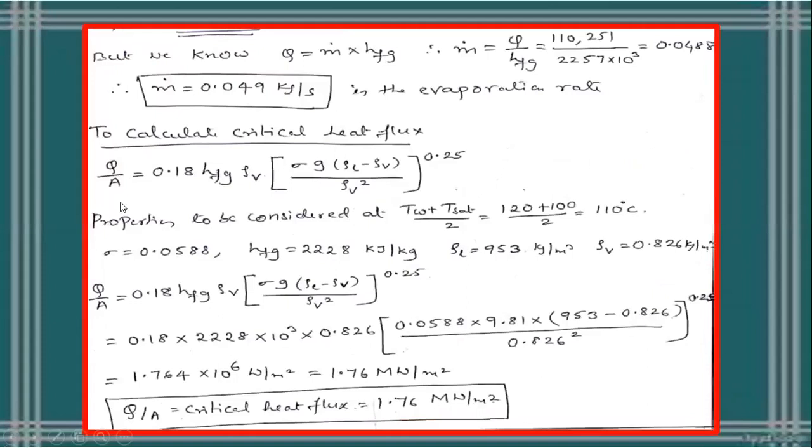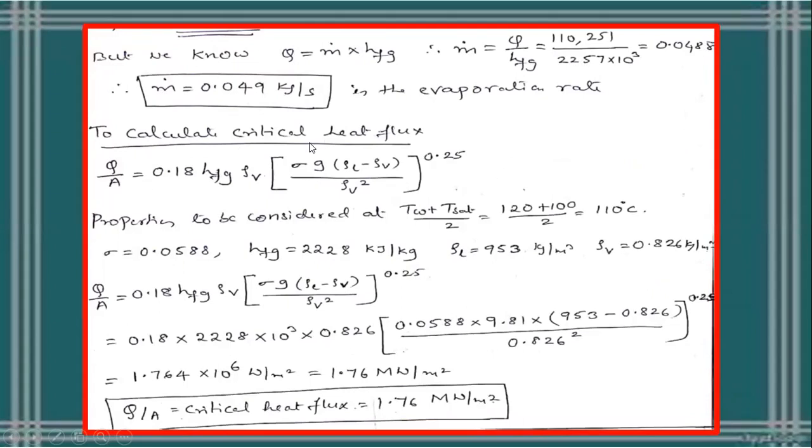We also know the rate of heat transfer is nothing but mass flow rate, m dot, into h_fg. So to find the evaporation rate, m dot is equal to Q by h_fg. h_fg is the latent heat, which we know. Then you get the mass flow rate as 0.0488. So we got this as the evaporation rate.